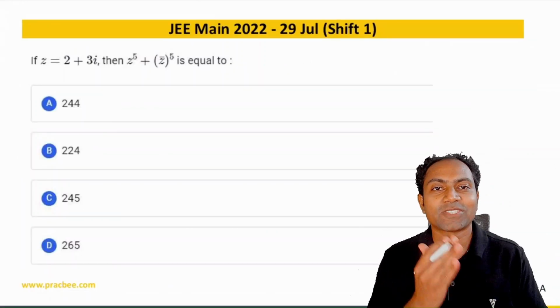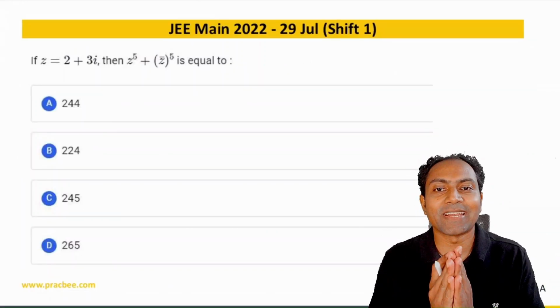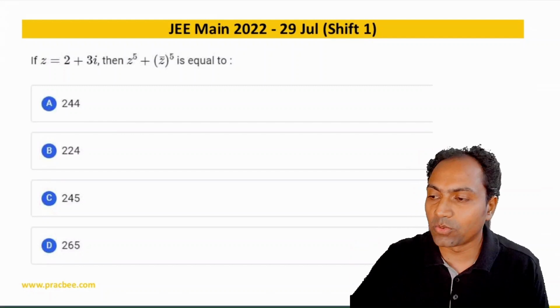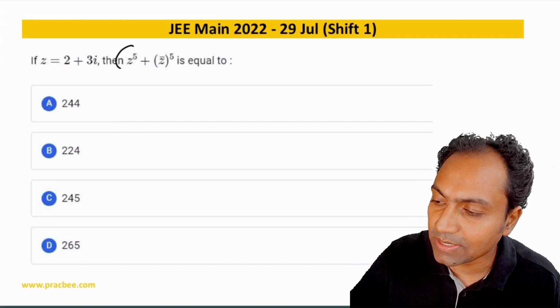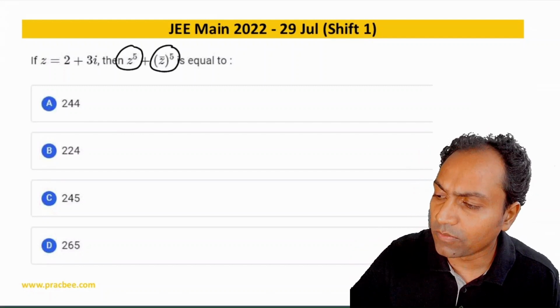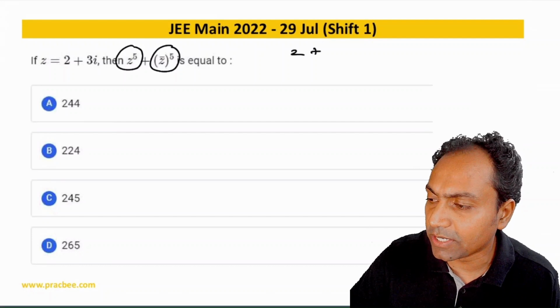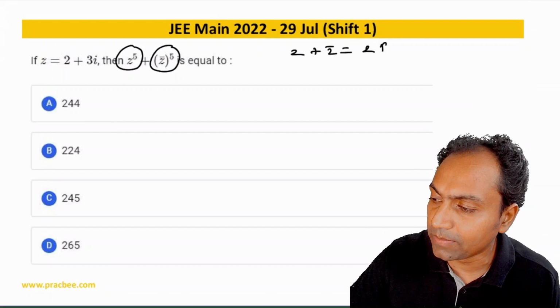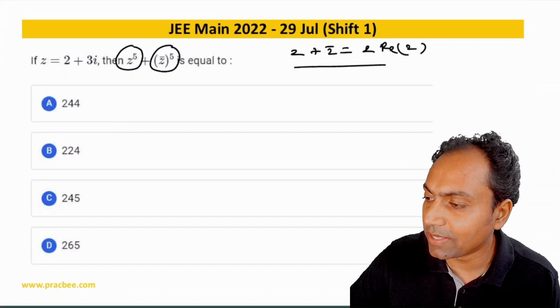Now this problem was asked in JEE 2022. This specifically targets the idea of z plus z bar. You can see that the first term given is z and then z bar is given. We've already learned this property that z plus z bar is nothing but 2 times the real part of z. So this idea we need to use.